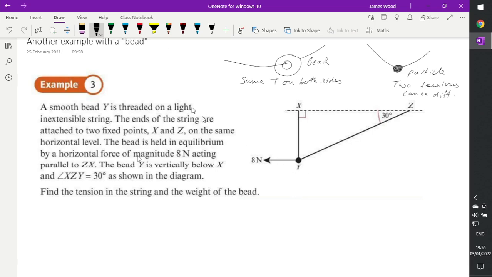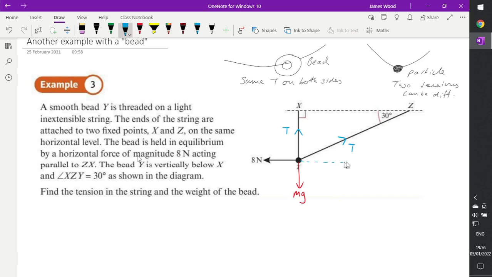So let's put our forces on. So we've got the weight. Does it tell us the mass? No. So we can just put mg, would be the weight. The tension, we've just discussed that that would be the same in both parts. So this is T, and this is also T. And it's in equilibrium, so all of these forces in total should sum to be the same.